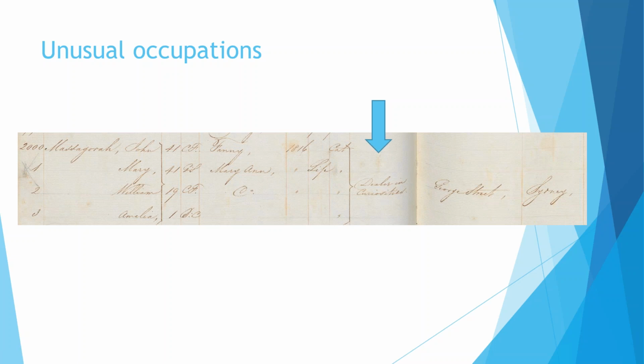But one of the most unusual must be this one. So John Mazagora is listed, so this is what he said about himself, as a dealer in curiosities. That piqued the interest, and so after a little bit of research, we found that he died in 1838. His probate record says that he was a bird stuffer. So I suspect that means that possibly in addition to other things, he carried out taxidermy and sold that.